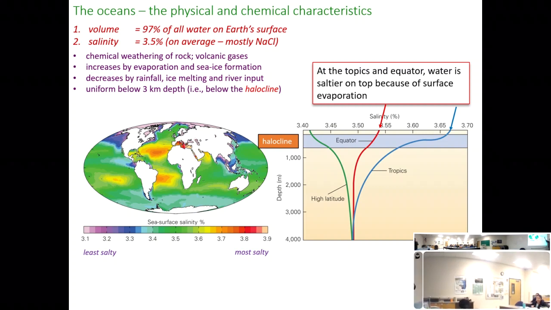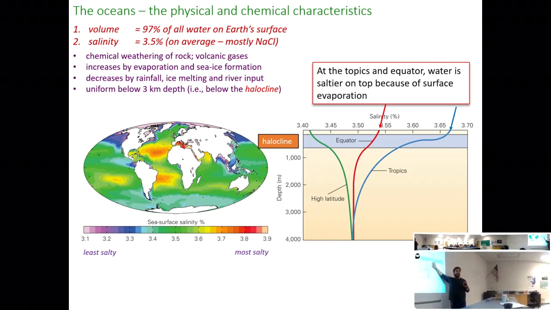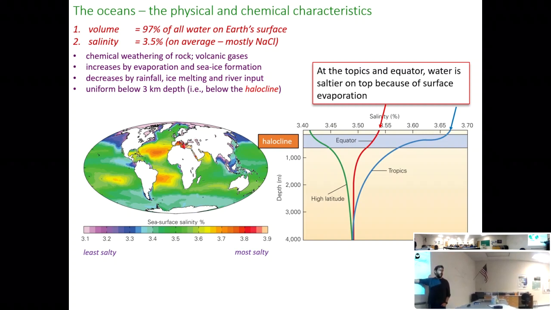Now I really urge you to pay attention to this part because it gets kind of complicated, and on the test I will ask you very specific things about what happens to salinity with depth when you're at this latitude. What happens when you're at that latitude, right? So I get very specific on the test. So pay special attention right now, okay? This is a chart of salinity with depth, okay?